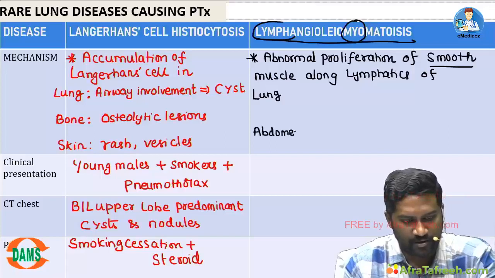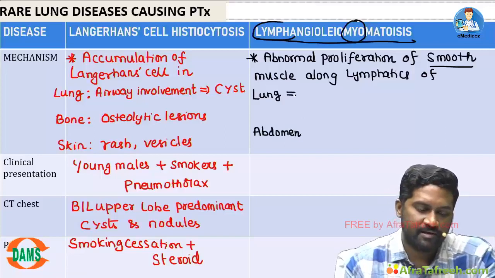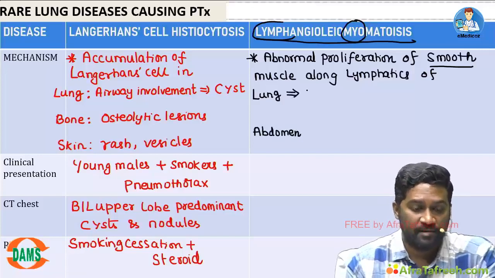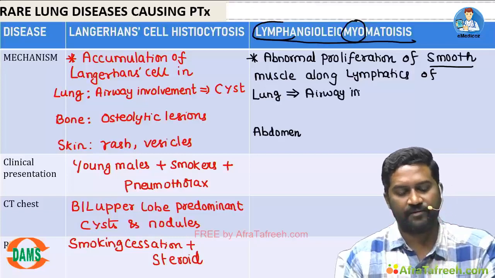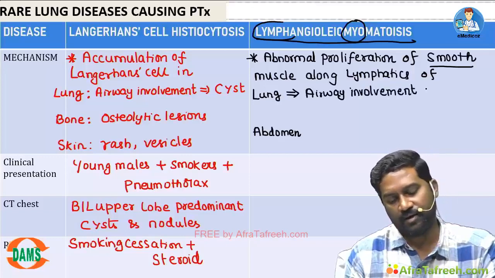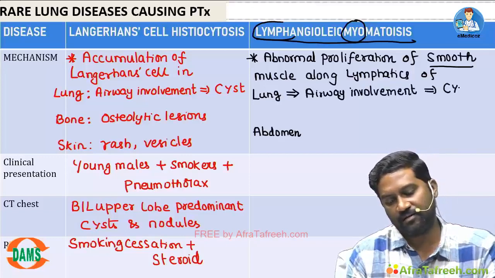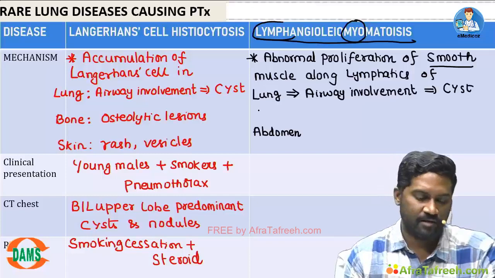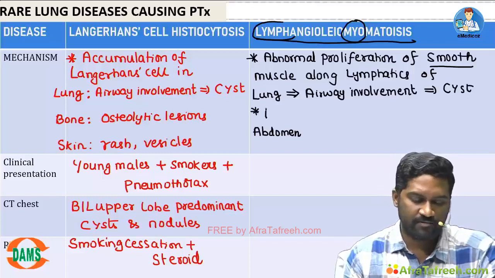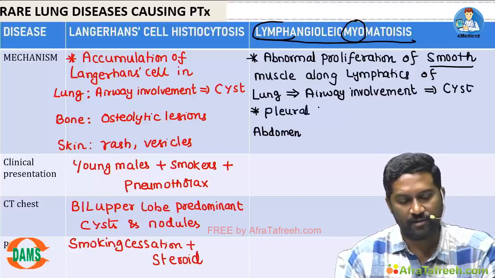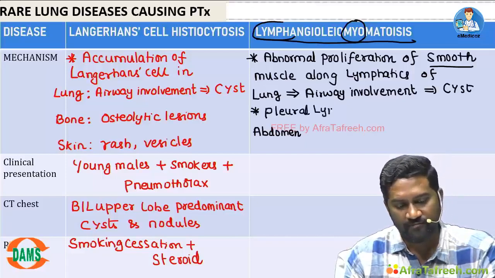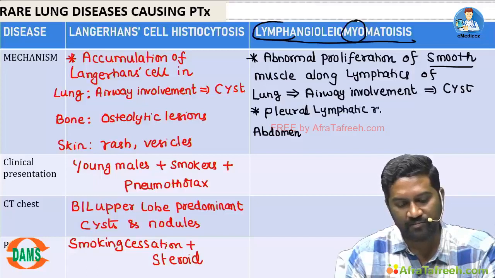So coming to the lung. Within the lung, there can be damage to the airway because of this abnormal proliferation. This airway involvement can result in cyst formation. And also sometimes the pleural lymphatics can be involved. So there will be pleural lymphatic rupture. Because of excess proliferation, it can rupture.